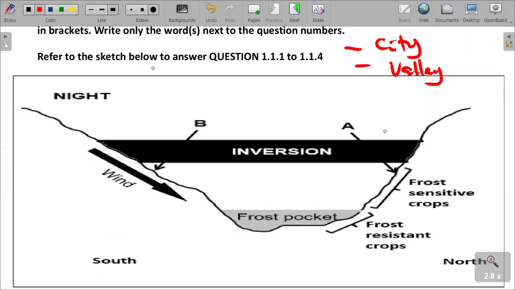So here is a river that we are given, where we are given an inversion layer, and we are given air that is sinking into the river, causing formation of frost pockets that are forming there. And then on the river banks or river sides, we have frost sensitive crops, meaning crops that can grow without being affected, they don't have too much problem with the frost. And then in the frost pocket zone, we have frost resistant crops. They must be quite resistant, these ones, in the frost pocket zone.